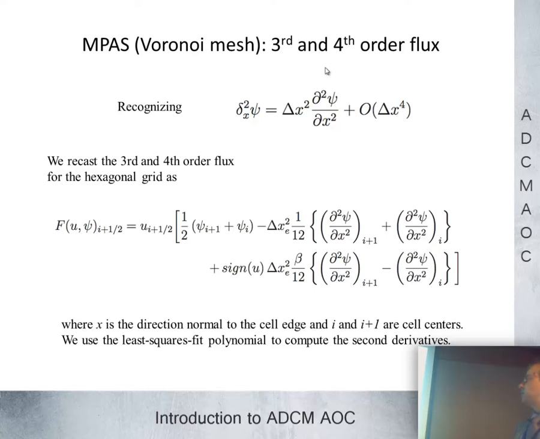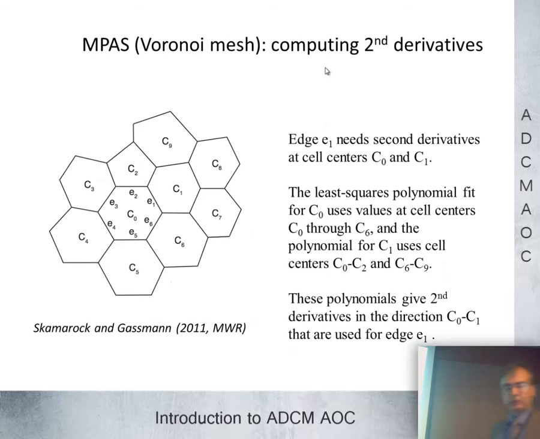And what you do for these terms is to try and approximate them with a least squares fit polynomial to compute the second derivative. So at the edge E1, for example, where you're doing a flux, you need a second derivative at the cell centers C0 and C1. The least squares polynomial fit for C0 uses values at cell centers C0 through C6. These are the surrounding ones, plus itself.